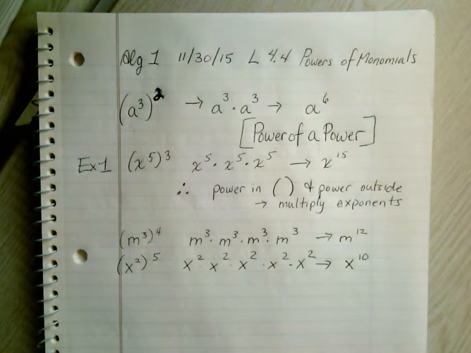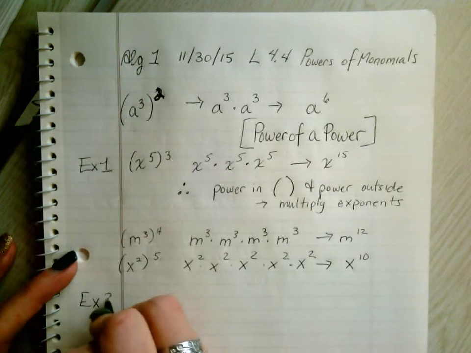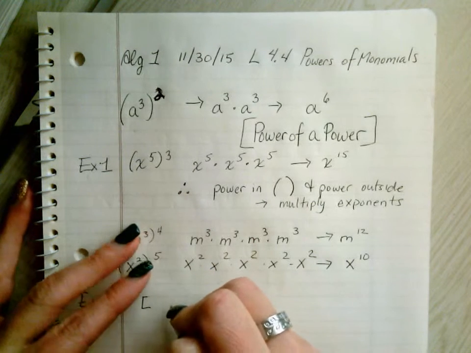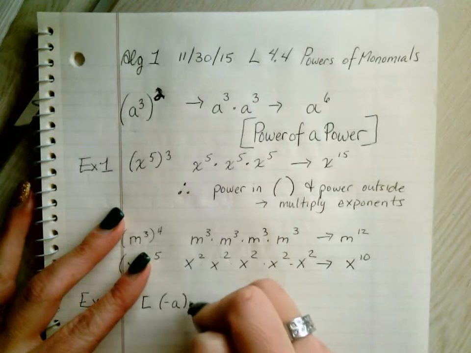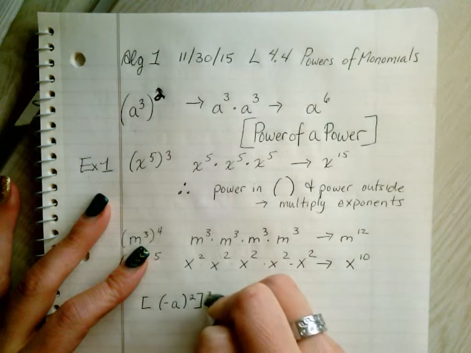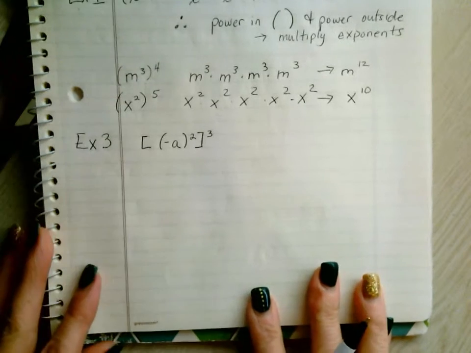In example 2, they have u to the 4th 5 times. You guys see that one? So it's obviously u to the 20th. But I do want to do example 3 with you, because that one requires you to take a couple of steps. Otherwise, you could make an error. So, negative a squared to the 3rd power.